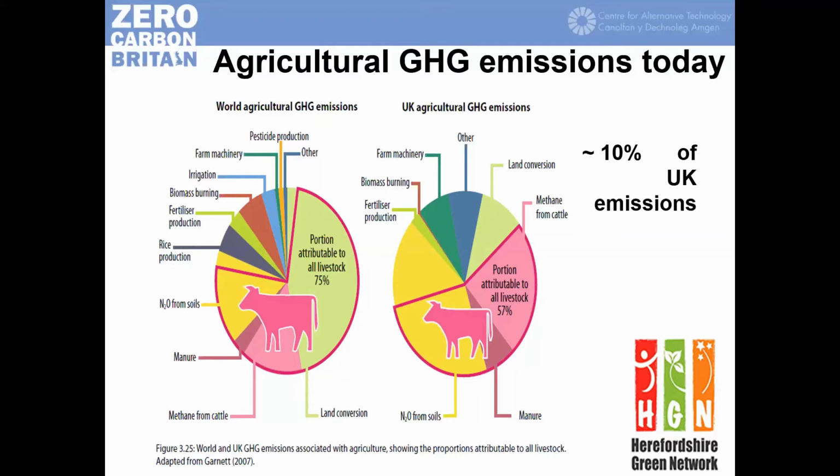So this slide is simply a pie chart which shows you where the contribution comes from, in particular the significance of livestock, so ruminants producing methane in particular, but also things like agricultural manures, fertilizers, and so on. And of course, there is all the energy that agriculture uses in ploughing and other agricultural activities.